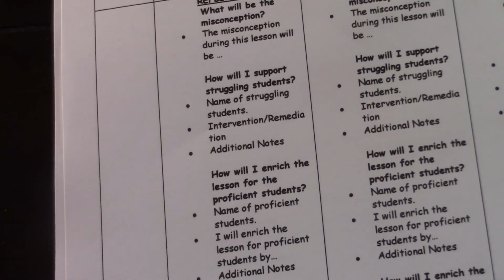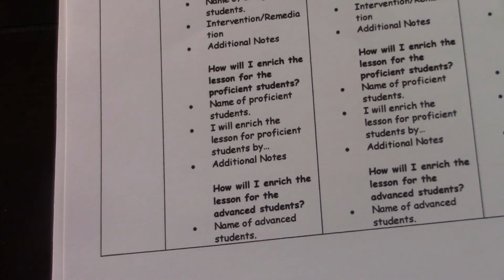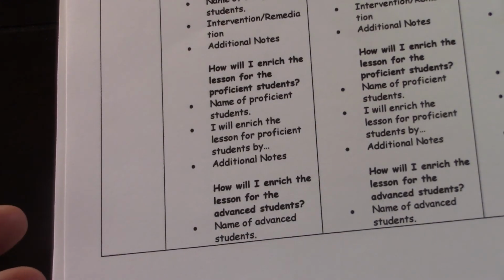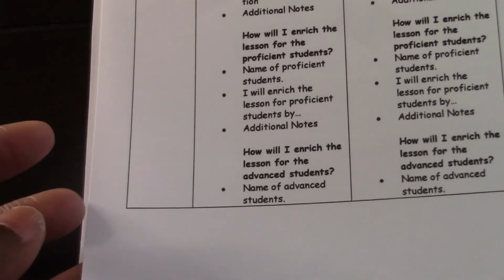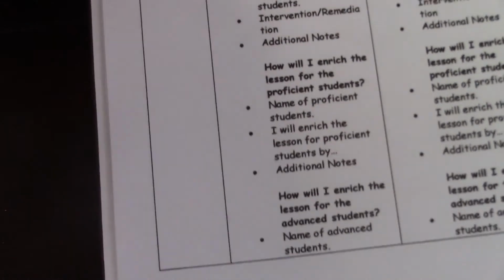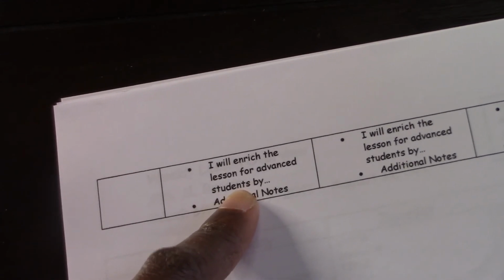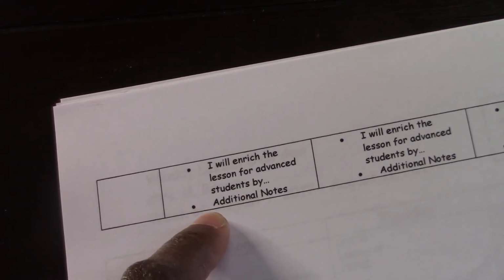Next, it says, how will I enrich the lesson for advanced students? And I always come up with a way to challenge them because they already think they know it. They already think they are the smartest kid in class. So I'm going to put them to work. And so you would again put their names, how you plan to use their knowledge, and then additional notes.